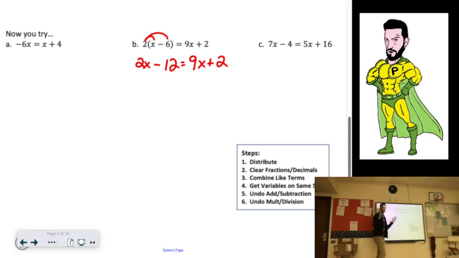Clear fractions? Done. Combine like terms on the same side? We can't combine those. There are no more like terms. Step 4 is get the variables together. You can get rid of the 2x or you can get rid of the 9x. Makes no difference. I'm going to get rid of the 2x. It's positive, so I'll subtract it.